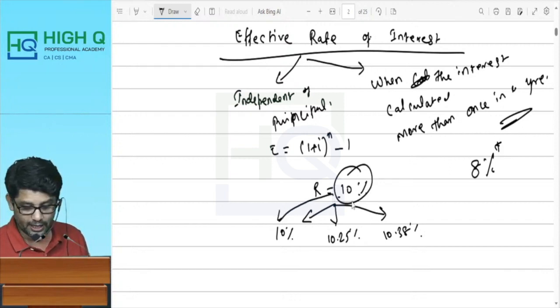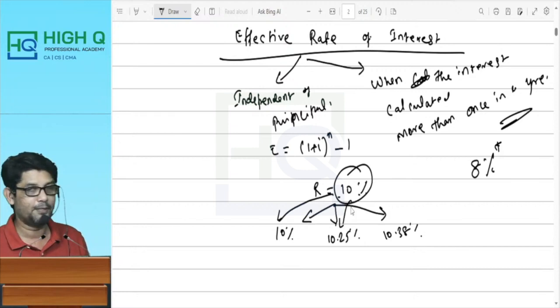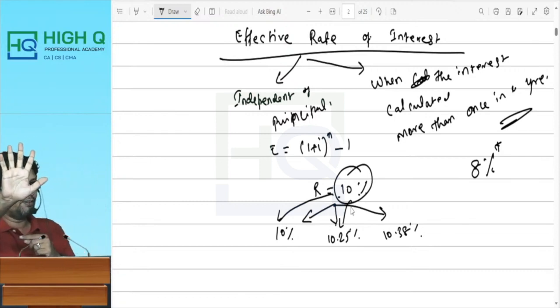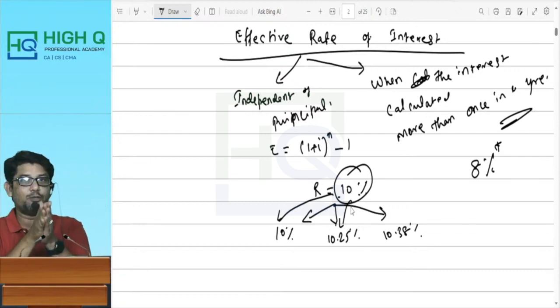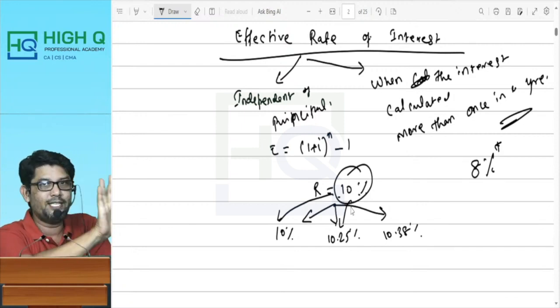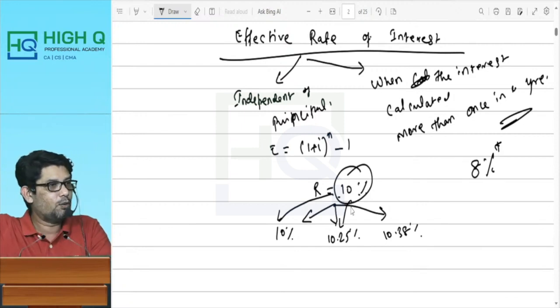But actually what they calculate, they are showing 10.25%. What is meant by that? They are calculating on a half-yearly basis. But it is given as 10% only. But actually what they are calculating is 10.25%. In this case, what happens? They are showing 10%, but they are calculating 10.25%.